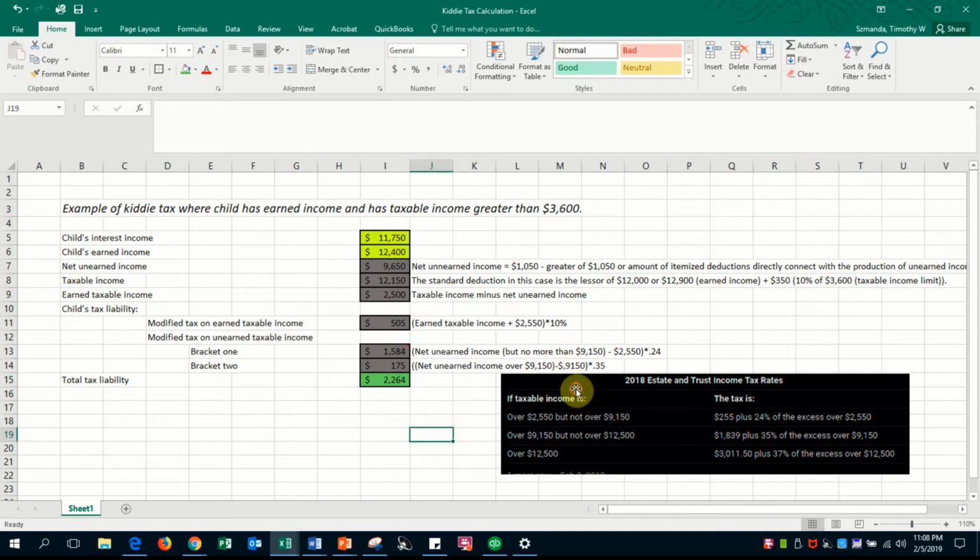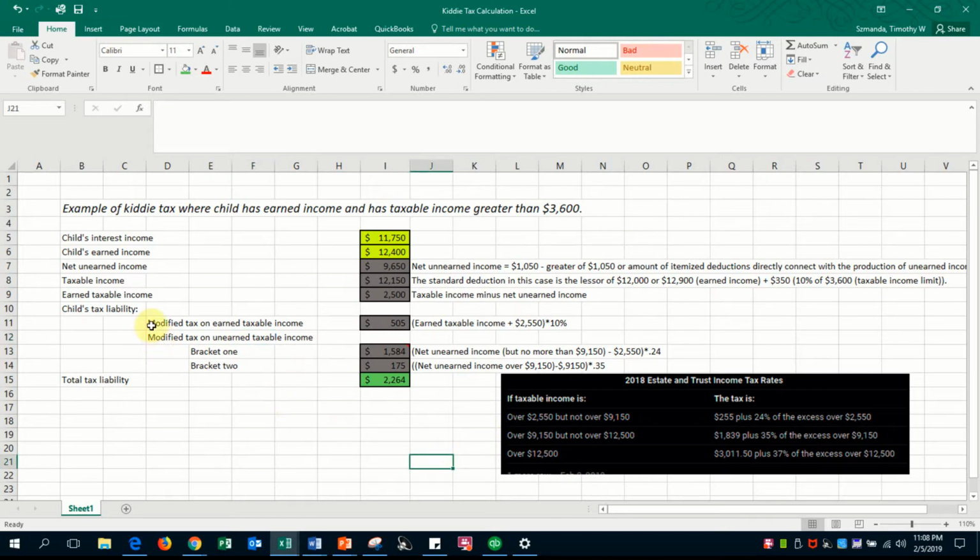Now it's true that this table to the right here, that I'll explain in a minute, is used for estates and trusts. But the fact that we're pulling in the estate and trust tax rate schedules on part of a kiddie tax of unearned income is rather unique. Also unique is the fact that we have a 10% rate on the earned income adjusted for $2,550. So again, this whole tax scheme on the kiddie tax is unique.